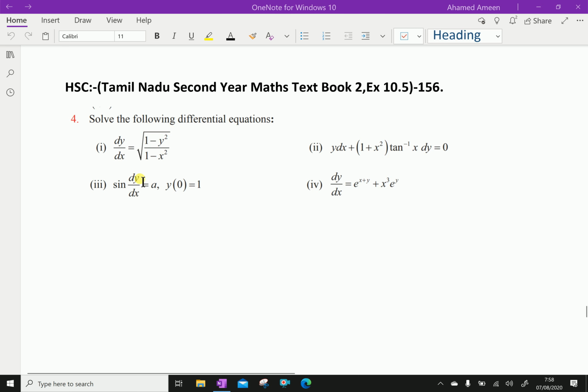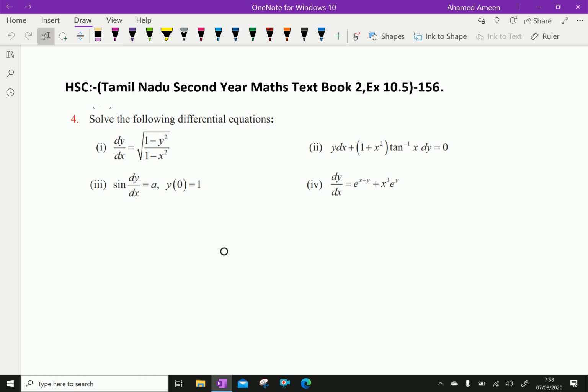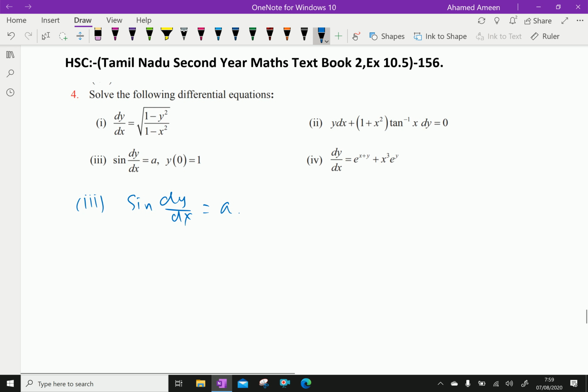Solve the following differential equation. Here, sin(dy/dx) equals a, at y(0) equals 1. Sin of dy by dx equal to a. Therefore, you can say dy by dx equal sine inverse a.